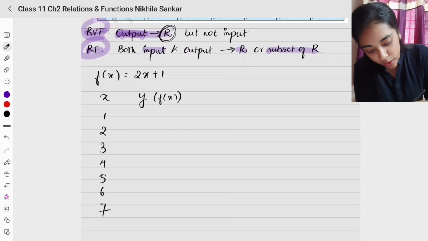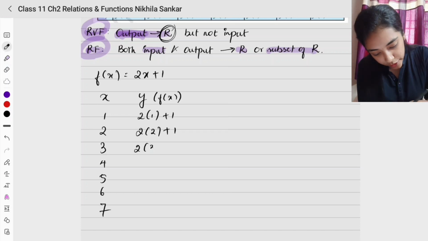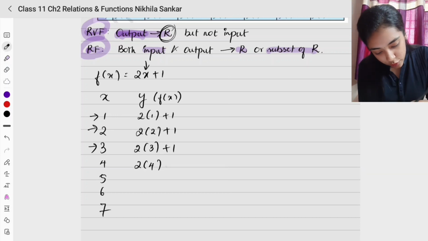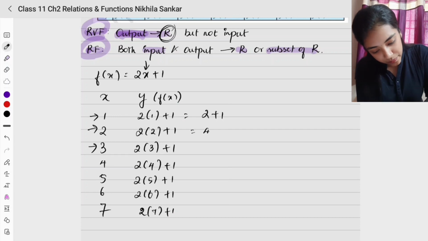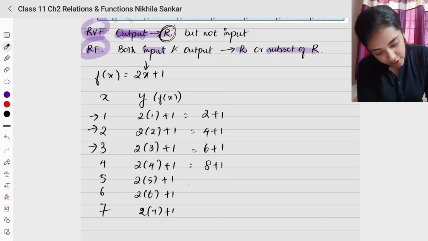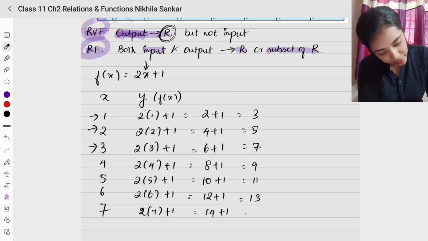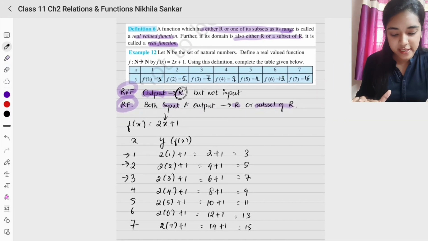So f of 1, when I substitute 1, I'll have 2 into 1 plus 1. I'll have 2 into 2 plus 1 when I substitute 2. Then I'll have 2 into 3 plus 1. Wherever I have x, I'm substituting it with the values. This is basic. And then 2 into 4 plus 1, 2 into 5 plus 1, 2 into 6 plus 1, 2 into 7 plus 1. So what are all the values? It is going to be 2 plus 1, 4 plus 1, 6 plus 1, 8 plus 1, 10 plus 1, 12 plus 1, 14 plus 1. So the values are going to be 3, 5, 7, 9, 11, 13 and 15. You can simply fill the tabular column with these numbers. So basically all odd numbers. Very easy. This is a real valued function.